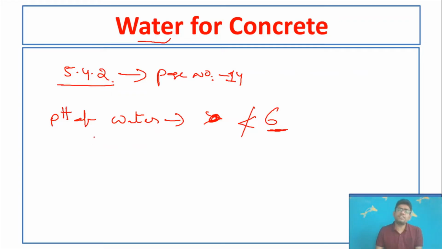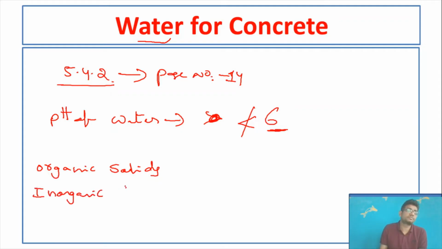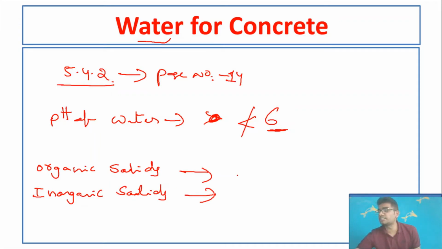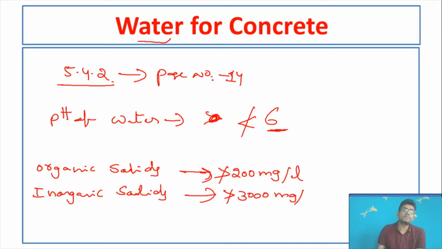Then, along with the pH, we have to test some parameters to use the water in the concrete. What are those parameters? The first one is organic solids, and the second one is inorganic solids. The organic solids should not exceed 200 mg per liter, and the inorganic solids should not exceed 3000 mg per liter. So in the water we use for the concrete, organic solids should not exceed 200 mg per liter, and inorganic solids should not exceed 3000 mg per liter.